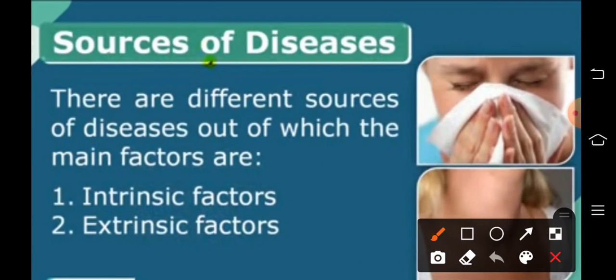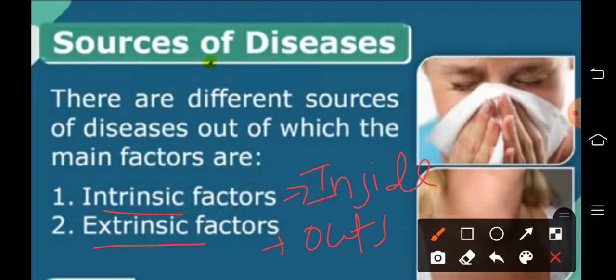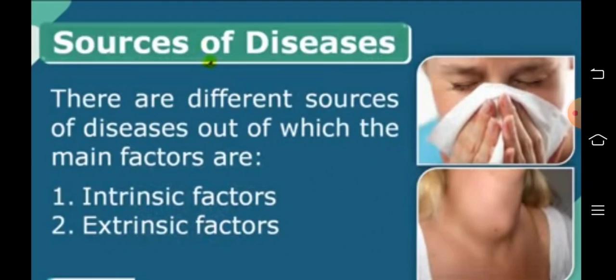Sources of diseases. So dear students, you know that there are two sources, intrinsic and extrinsic. Intrinsic factors means the diseases whose sources are present inside the body. And extrinsic means outside of the body, sources of disease present outside of the body. Okay, so let's start with the intrinsic factor.